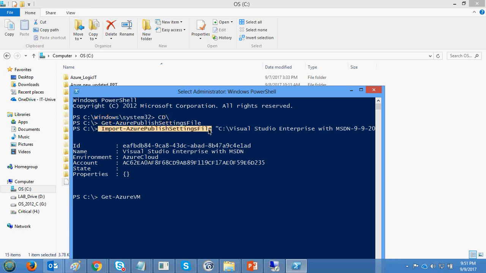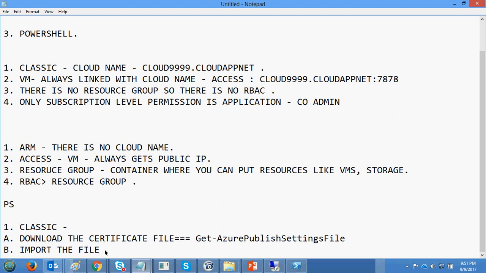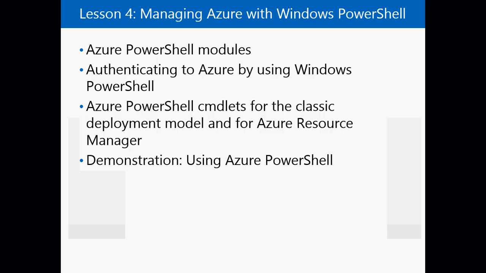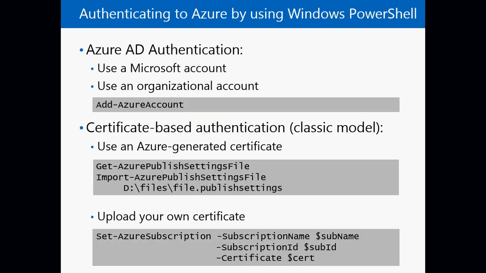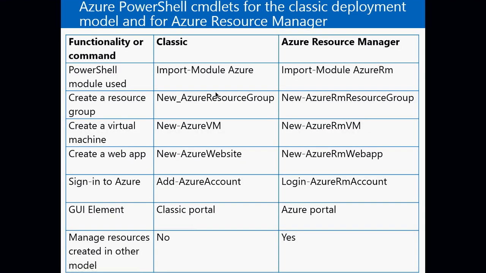So what is the command? So my Demo1 VM1. What is the second command? Import the file. How to import? Import C:\Visual Studio file. This is the file. This way you authenticate classic. So for classic, it is Get-AzurePublishSettingsFile.